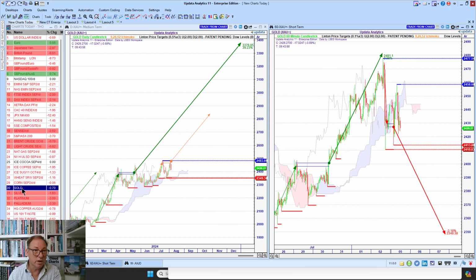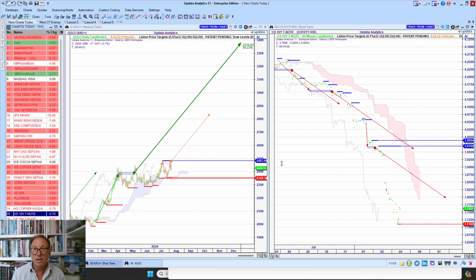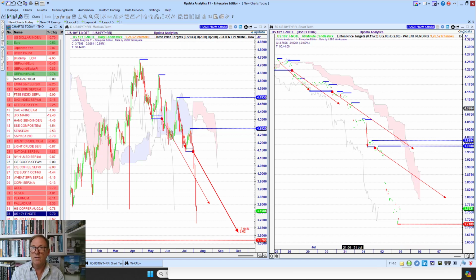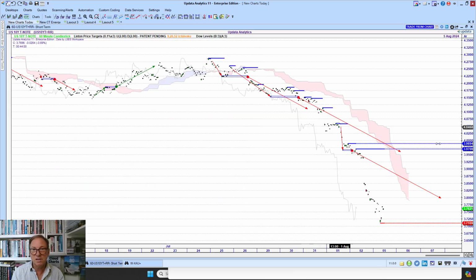And then last of all, a really big one here is actually US 10-year yields. That's, of course, looking very bearish now with a spectre of interest rate cuts. So really big moves there. And again, on the 60-minute chart, you'll notice all these resistance levels just all the way down. And just to fall away, that target met quicker.